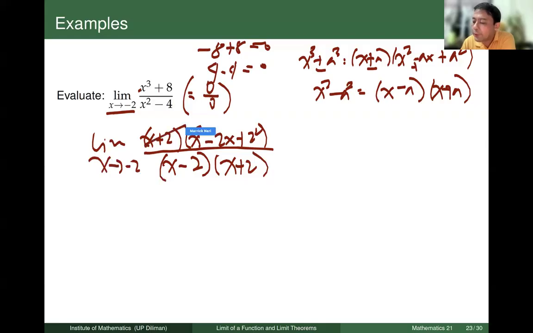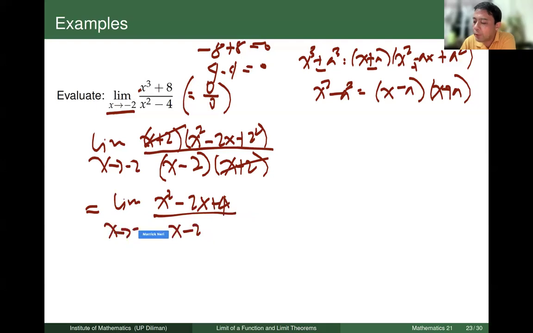We can cancel the x plus 2, and you just get the limit now of x squared minus 2x plus 4 over x minus 2 as x approaches -2. So this is rational, so you can replace the x by -2, -2 squared.